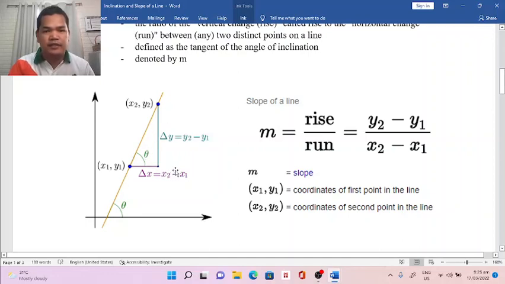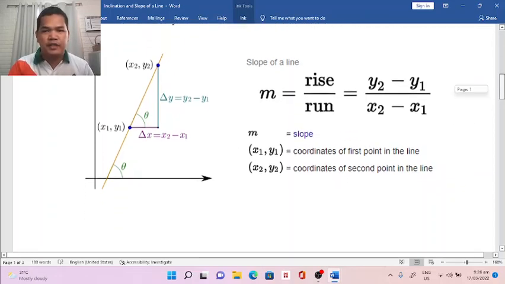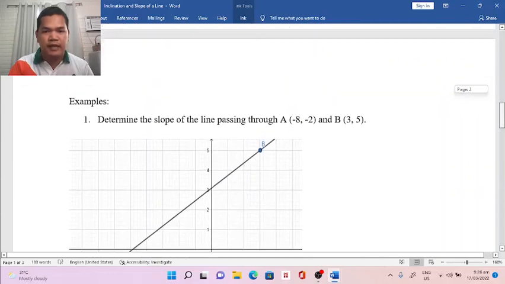So therefore, for the slope of a line, we have the formula m is equal to rise over run, which is equal to y sub 2 minus y sub 1 over x sub 2 minus x sub 1, wherein m is our slope and the coordinates for the first point in the line are x sub 1, y sub 1, while for the second point we have x sub 2 and y sub 2. So let's proceed to the examples that we have.